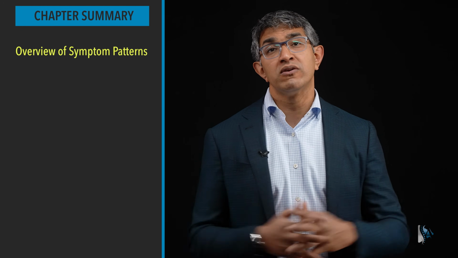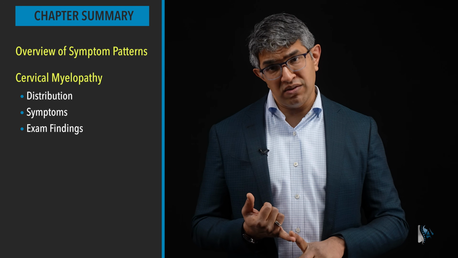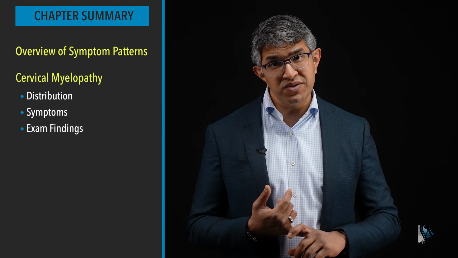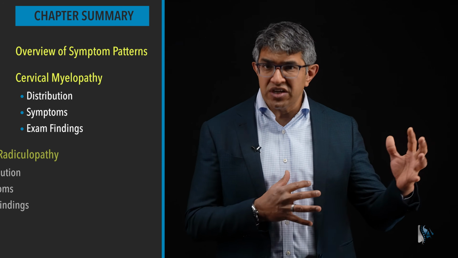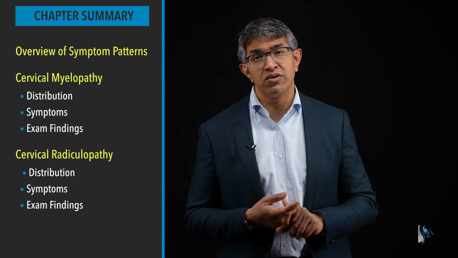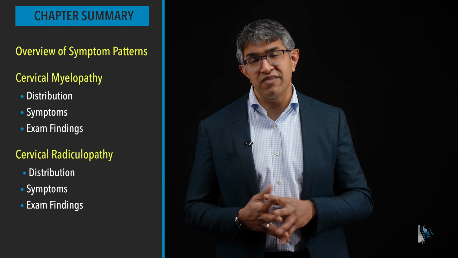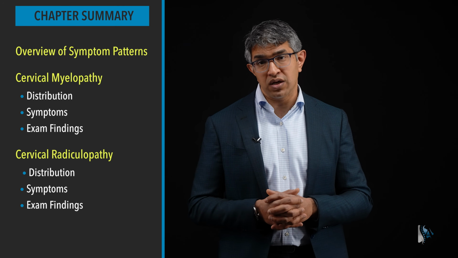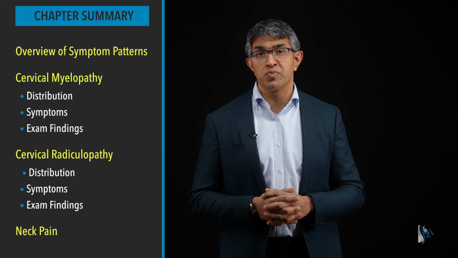In this chapter, we've covered the symptoms of cervical spondylosis. We started by having an overview of the different patterns that we encounter with it. We drilled down a little bit to talk about an important one, cervical myelopathy, to discuss not only the distribution of symptoms that people will get, but also the exam findings that we encounter with myelopathy. Then we switched gears to talk about cervical radiculopathy. There we talked about the distribution again and the symptoms that people would encounter. We talked a little bit more in detail about common ones like C6 and C7 radiculopathies, as well as some of the lesser common ones. Then we switched gears to talk about neck pain to the extent that it could be attributed to cervical spondylosis.